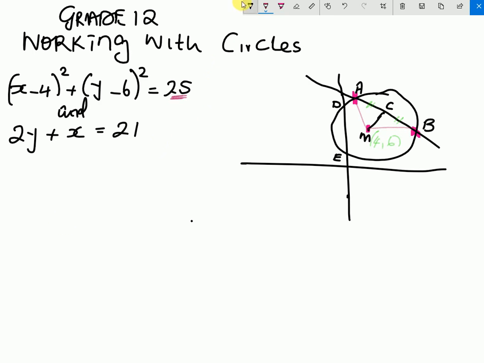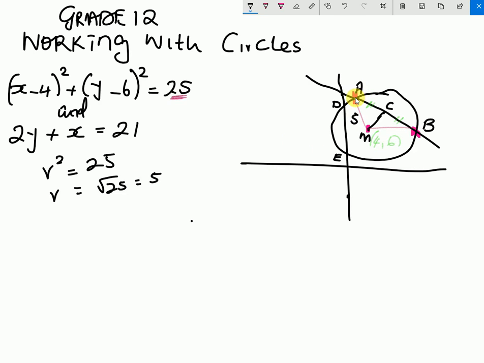All right. How much is it? R squared is equal to 25. This is not the radius, people. It's R squared, the radius squared. So the radius is the square root of 25, meaning that the radius is 5. This is 5.